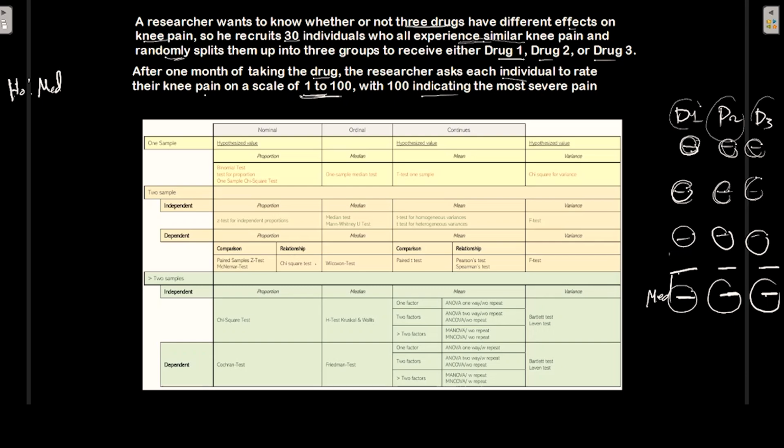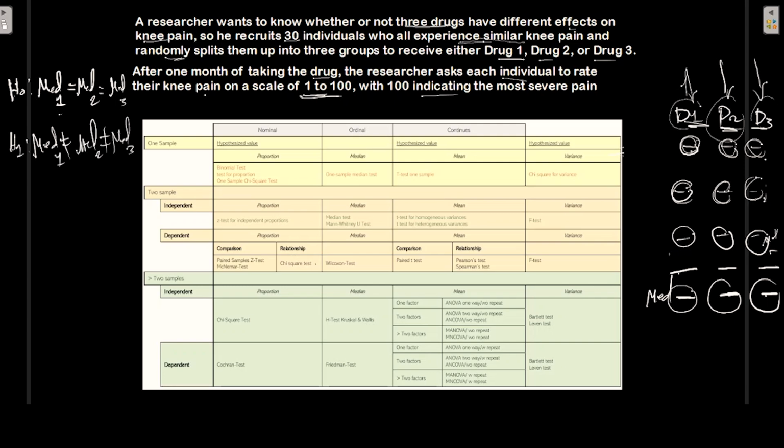The median of group 1 is equal to the median of group 2, equal to the median of group 3. And the alternative, obviously, is that one of them is not equal. Which test to use? We have 3 groups, so there are more than 2. They are independent. The variable happens to be ordinal. So we are looking at the median, and the right test to use is the H-test, Kruskal-Wallis.